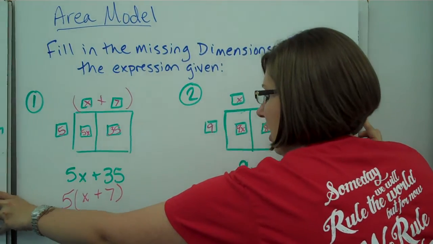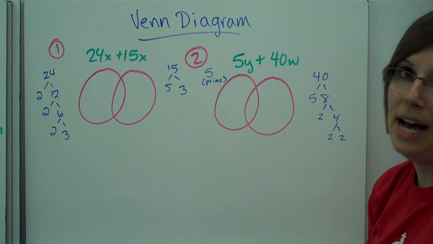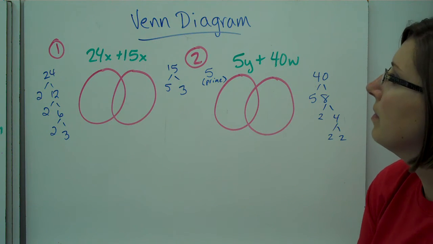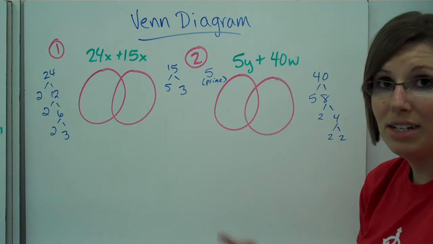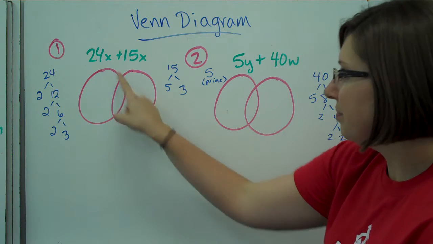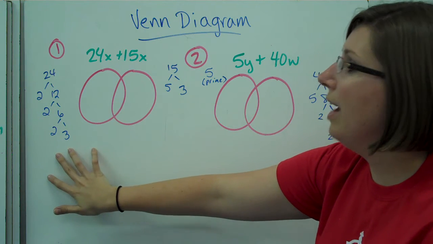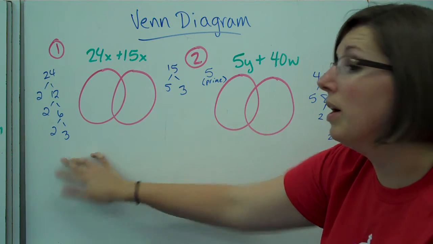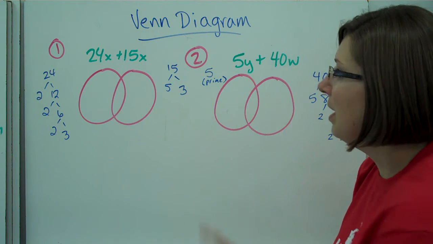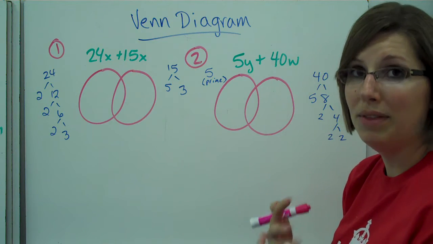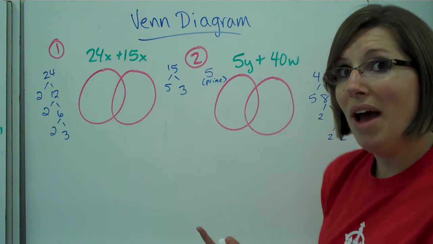Let's try another model, slightly different. This is the Venn diagram model. So here I've got an expression, and I'm still doing the same thing as before. I've got my Venn diagram, circles. As you see here, I made the prime factorization of 24. I did the prime factorization of 15. Now the final step is in the middle here, write what they have in common, and then on the outer rim of my Venn diagram, put what they don't have in common.